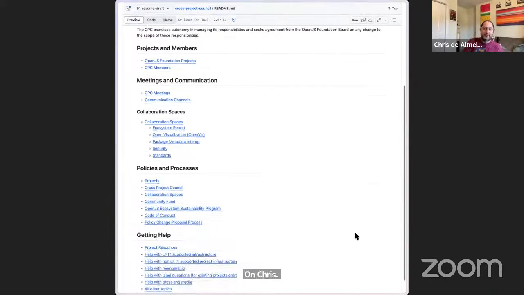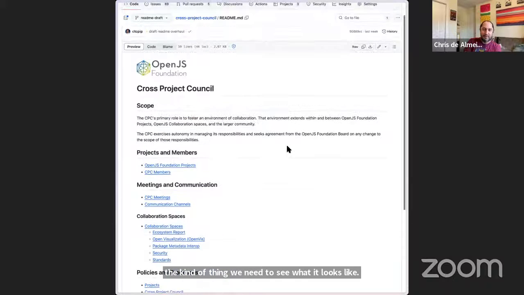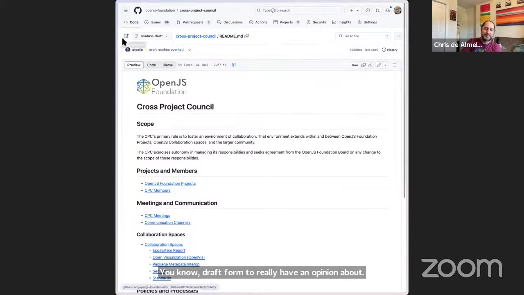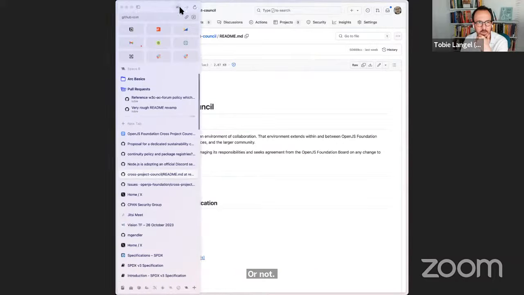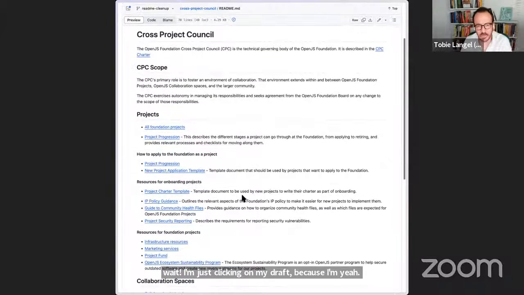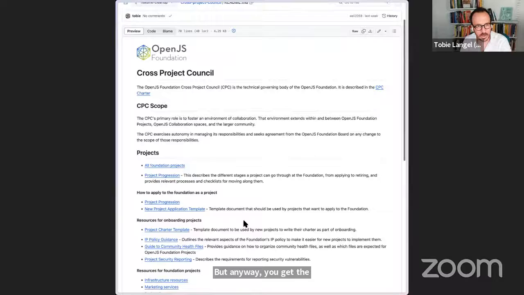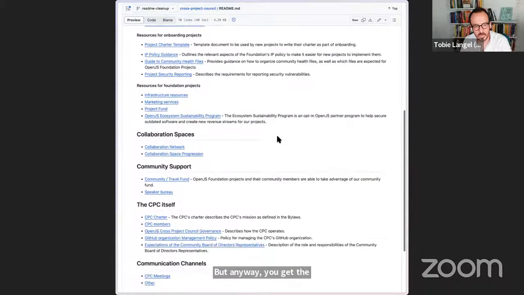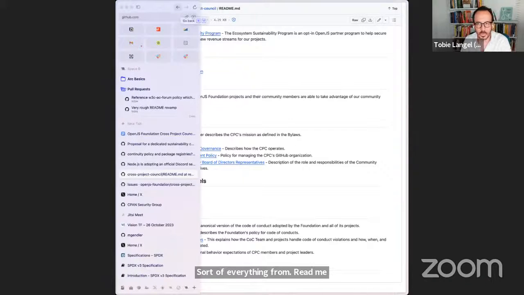Right. This was just for slightly more context. We had talked about this and we were kind of like, well, it's the kind of thing we need to see what it looks like in draft form to really have an opinion about whether we like it or not. So what's interesting is Chris and I both did independent versions. Oh wait, I'm just clicking on my draft because I'm reading, so it's like, oh, it's my draft. And yeah, so I have more text and mine's less clean. But anyway, you get the idea, right? Different structures, sort of everything from README. So yeah.